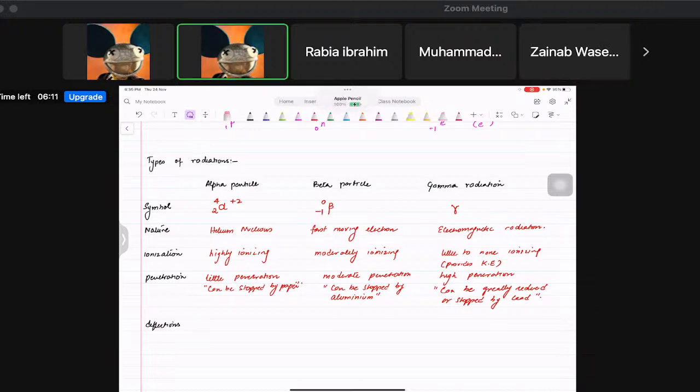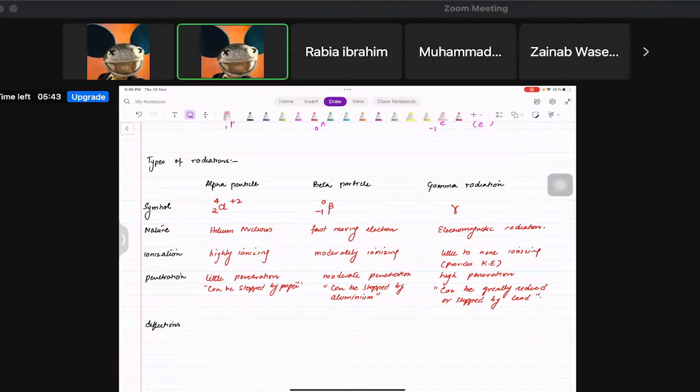So alpha particle has a very little penetration. If you place a paper in front of it, it cannot pass through that. For beta particle, if you place aluminum, it cannot pass through that. And if you place lead in front of gamma, depending on the thickness of lead, it can be reduced or completely blocked as well. Is that clear? Yes, sir.